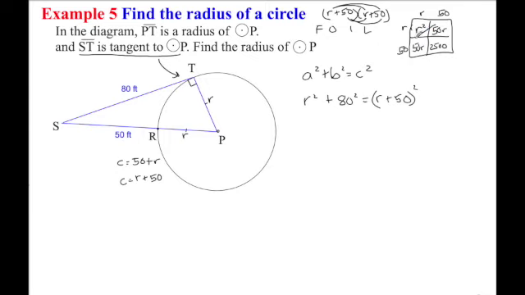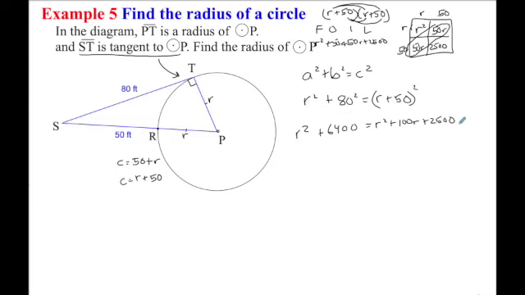Usually in this case, we can combine some like terms. So when I multiply this out and then combine those terms, that is 100r in the middle. So I get r squared plus 100r plus 2500 on the right-hand side of the equation. And the left-hand side is r squared plus 80 times 80, which would be 6400.